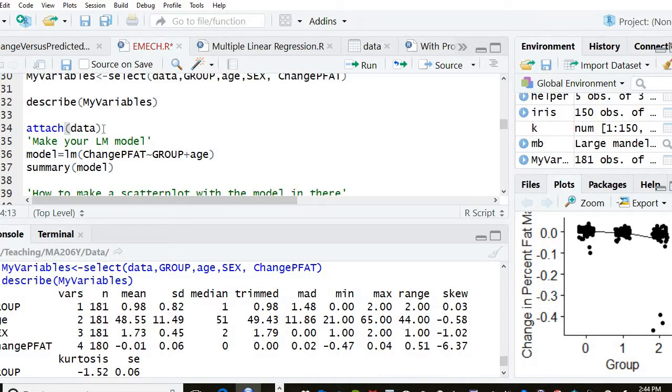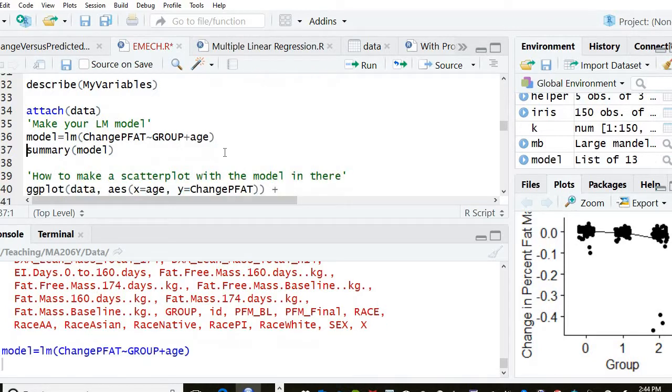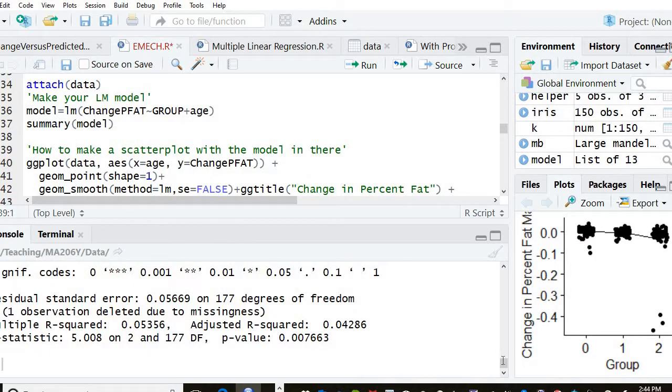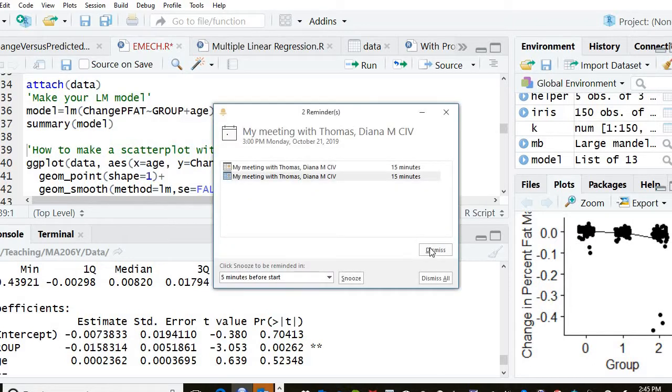All right, next is making the linear regression model. So I would just want to see what change in fat mass looks like with the explanatory variables of group and age. And if I do that, I get this information here. So I can read off of this. I'm used to doing this with you. This is the intercept, this is the coefficient by group, and this is the age. Not the correct way to think about it, but you can think about this as being a prediction model for change in percent fat mass.